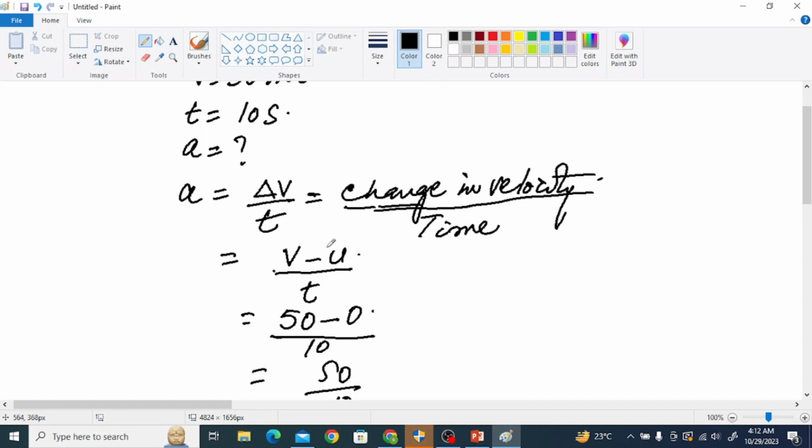So you don't have to confuse whether you always have to subtract the smaller from the bigger. No, you always have to subtract the initial velocity from the final, whether it is smaller or greater. You just always have to remember that to find the change in velocity delta v, we always have to subtract the initial velocity u from the final velocity v.